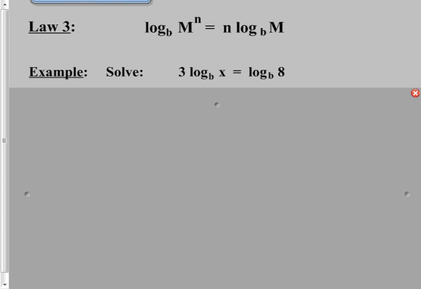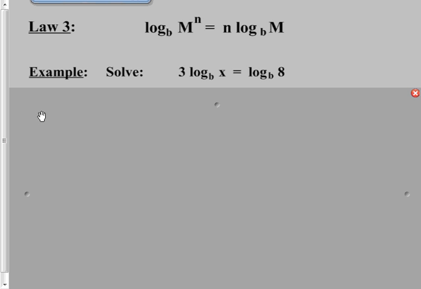Okay, here we have: solve 3 times log base b of x equals log base b of 8. Now, as with the other two laws, make sure that we are operating in the same base. In other words, we would not want one base value of a log on one side of the equal sign and a different base value of log somewhere else in the problem. We would not be able to proceed unless the bases match, which they do.